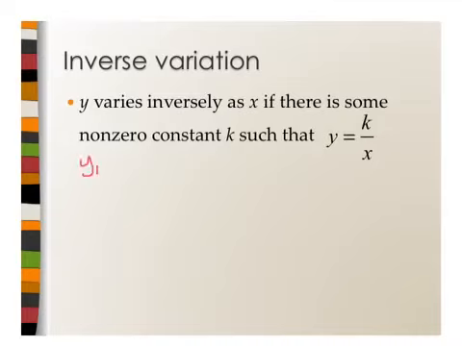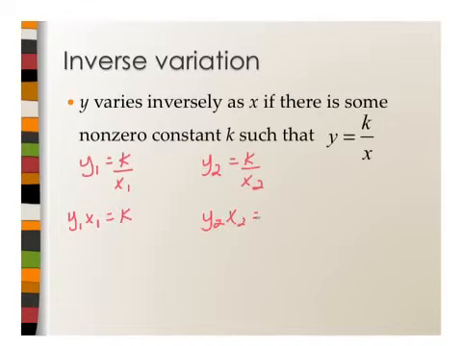Let's say you have y1 is equal to k divided by x1, and separately you have y2 is equal to k divided by x2. If you solve each of these for k, you're going to have y1 times x1 is equal to k, and over here you'll have y2 times x2 is equal to k. And setting those equal to each other, I'm just going to switch the x's and y's around, put them in alphabetical order: x1 times y1 is equal to x2 times y2. So this would be one way that you could solve inverse variation problems, but I'm going to stick with the original definition.